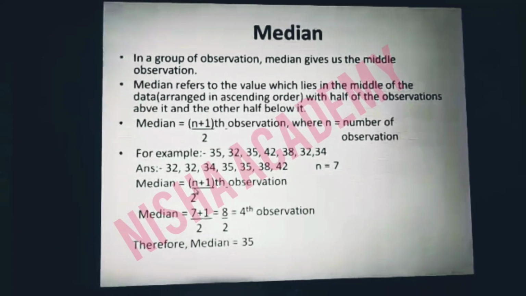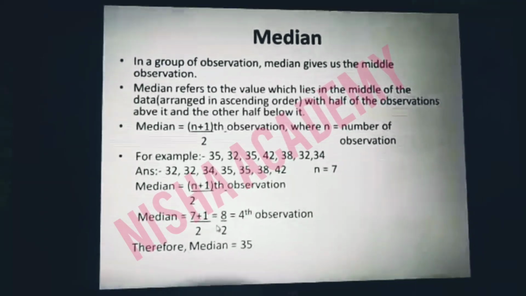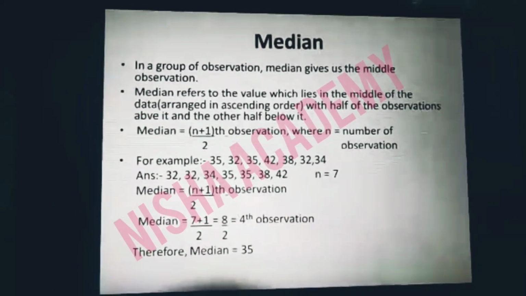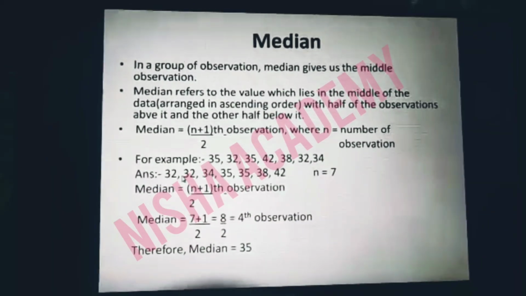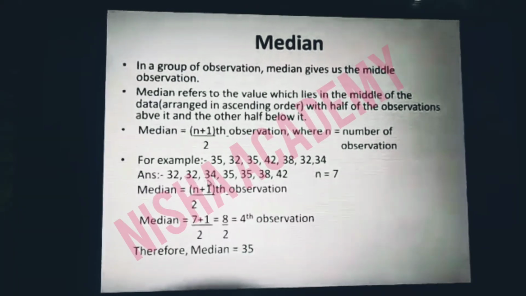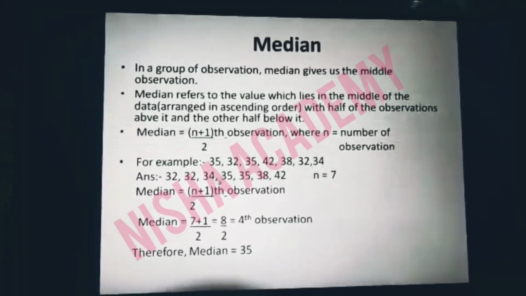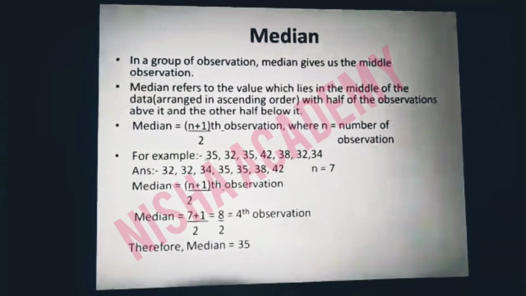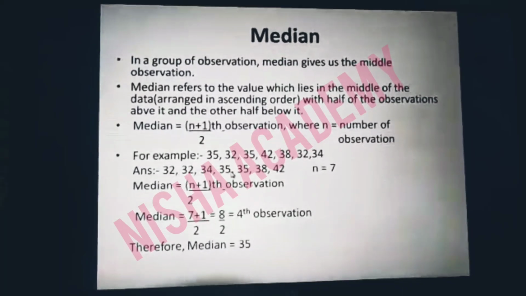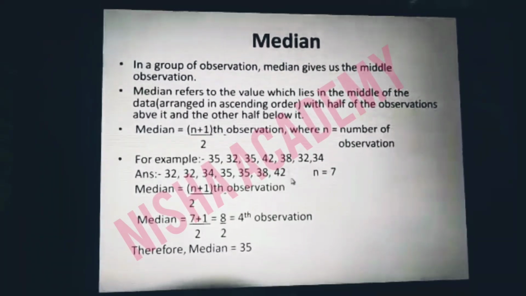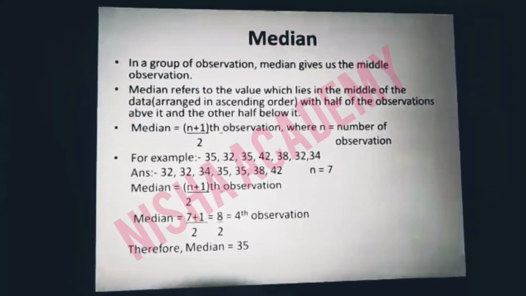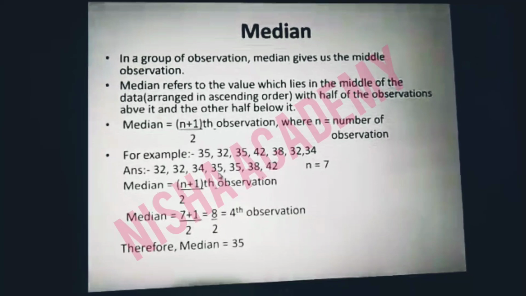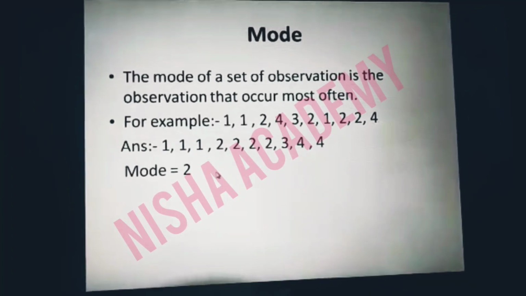So it will be 7 plus 1 upon 2, which is equals to 8 upon 2, which is equals to 4th observation. Now in the data you have to see which is the 4th observation. First, second, third and 4th. So your 4th observation is 35. So median will be 35. Now you can see here there are 3 numbers which are less than median and 3 numbers more than median. So you have got the middle number, and that is your median.